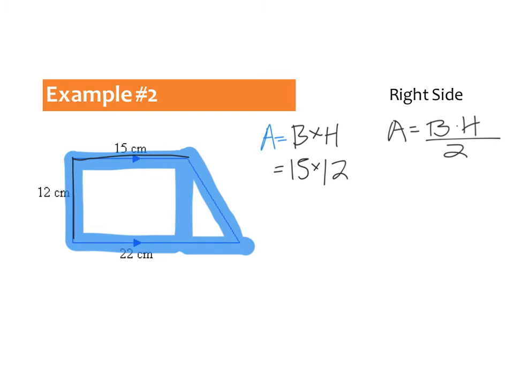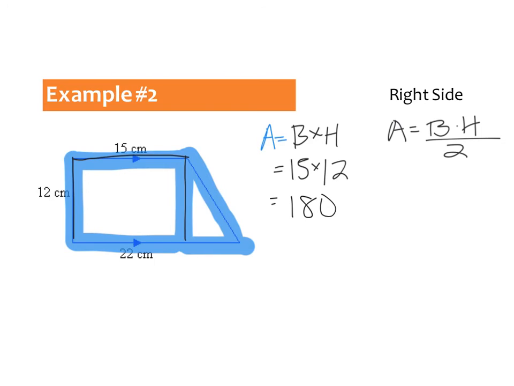If I were to draw a line for the rectangle, it would end right here. And this 22 is too big. It goes longer than that. It goes into the triangle. And I don't need this whole number. So I'm going to use the 15 as my base. Okay? Then I'm going to multiply 12 times 15, and my area is going to be 180, okay?